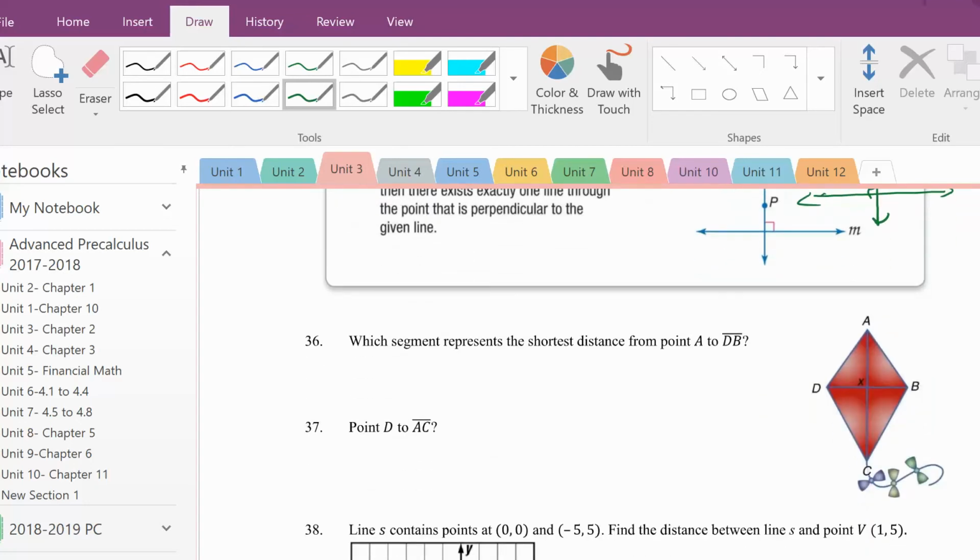So if you look at 36, which segment represents the shortest distance from point A to DB? If you look, there is a box here. So that segment would be AX, right? Because that's a perpendicular segment from A to DB. What's the shortest segment from D to AC? That would be DX.